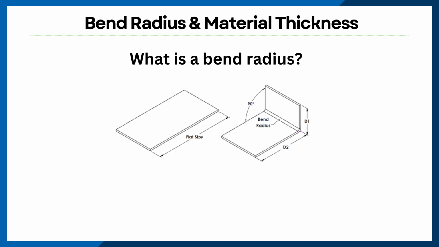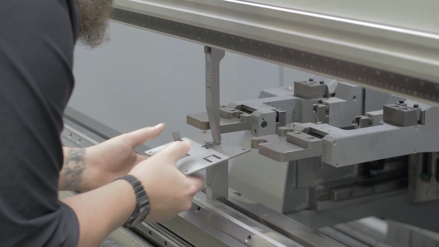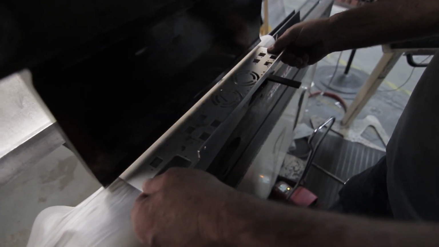Now, before we go through how material properties can affect bend radius, let's first go over what bend radius actually is. Bend radius refers to the radius which forms on the inside of a bend. It's an important factor in sheet metal forming and directly affects your project's structural integrity. A smaller radius means a sharper bend, while a larger radius offers a smoother curve.